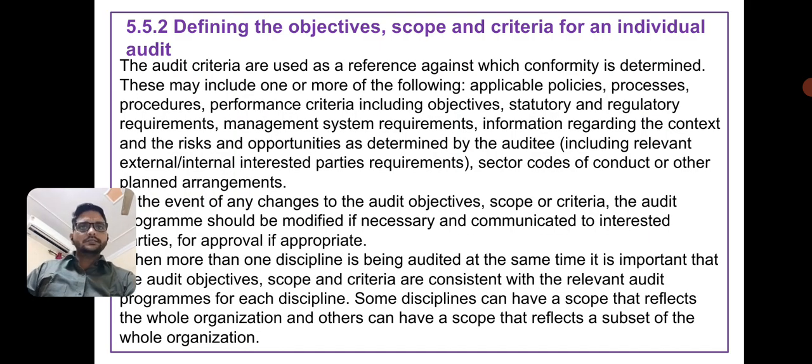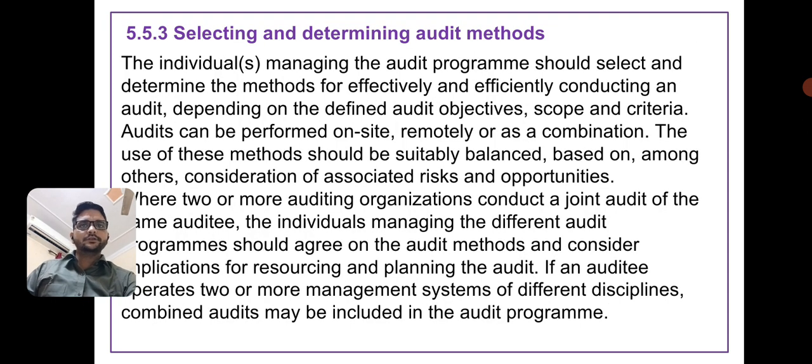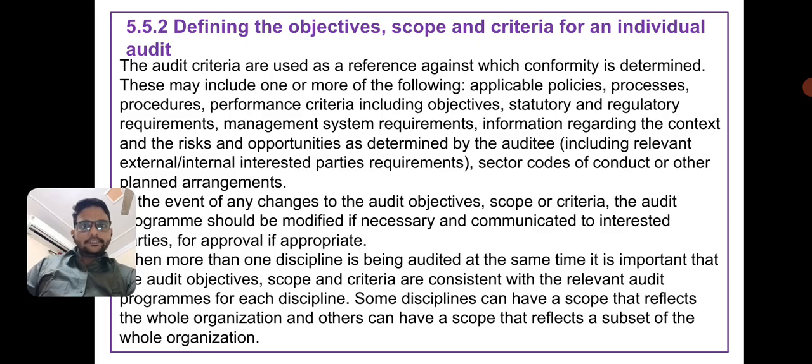Next is 5.5.2, that is defining the objective, scope and criteria for an individual audit. In the event of any changes to the audit objective, scope or criteria, the audit program should be modified if necessary, with communication to interested parties or approval as appropriate.